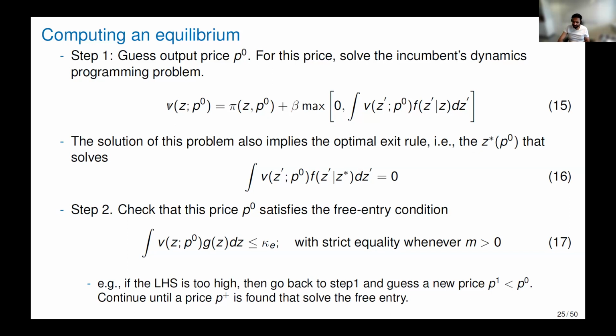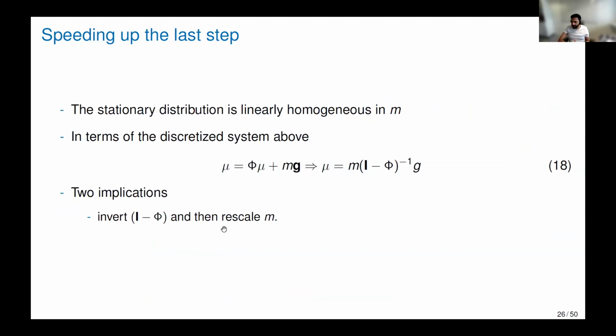So you again solve for value, you get your Z star, you again solve for your free entry condition. Now, if your left hand side is lower than kappa E, it means prices are too low. So then you need to increase your price. So you need to keep on doing it until your free entry condition is satisfied. Okay, and we will do this numerically in MATLAB. Once you have pinned down the price, the rest is very easy.